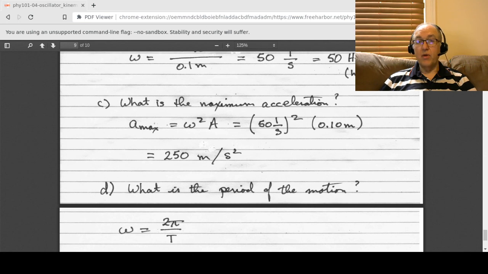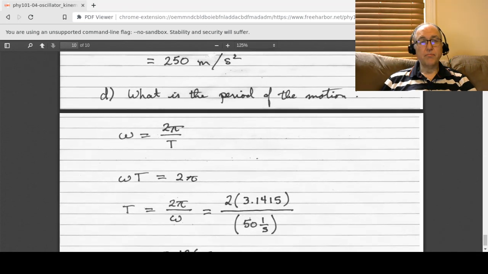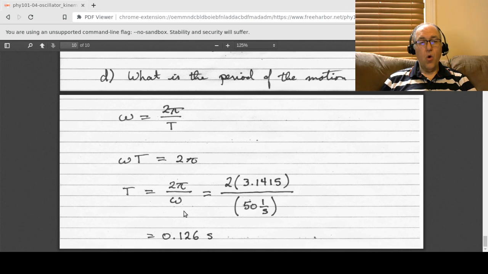Okay. What is the period of the motion? Well, for the period of the motion, you have that omega is 2 pi over capital T. That was equation 2 above. Just rearrange that: multiply both sides by capital T, divide both sides by omega. You get that T is equal to 2 pi over omega. Well, we have omega, and pi is just 3.1415. I've got too many significant figures there, but that's okay, we'll round off to 3 significant figures in a second. So 2 times 3.1415 divided by 50 gives you 0.126. So the period is 0.126 seconds.